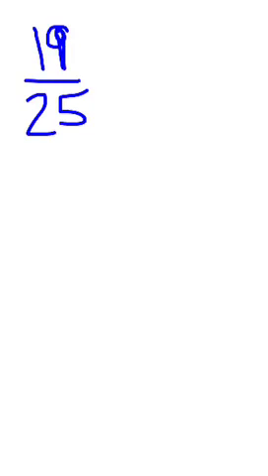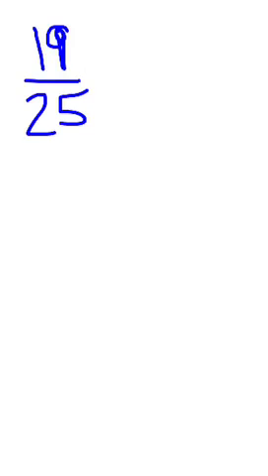Let's discuss how to convert a fraction into a decimal and vice versa. Here's our first fraction, 19/25, and we need to convert this into a decimal. The most common way to do this is division.